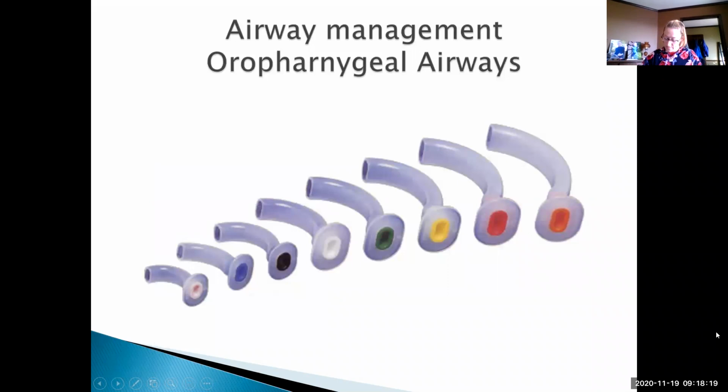All right, then we have our OPAs, our oral pharyngeal airways. You're going to see these more so in the ER setting or pre- and post-op, not so much in your normal inpatient setting, because these are definitely very temporary airways.